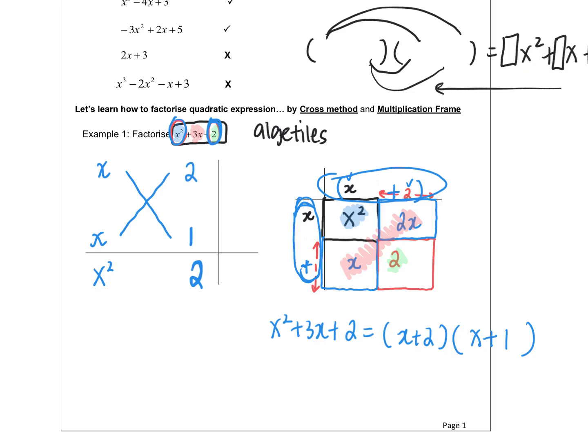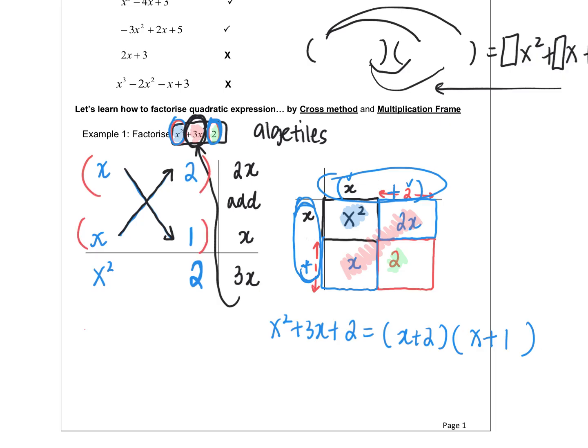This one is important. Diagonally, you multiply x by 2 to get 2x here, and multiply x by 1 to get x here. In the last column, you always add them up to see whether you get back the number in the middle. If it's correct, you know your factors are done. These are the 2 factors for your answer: x plus 2, x plus 1.